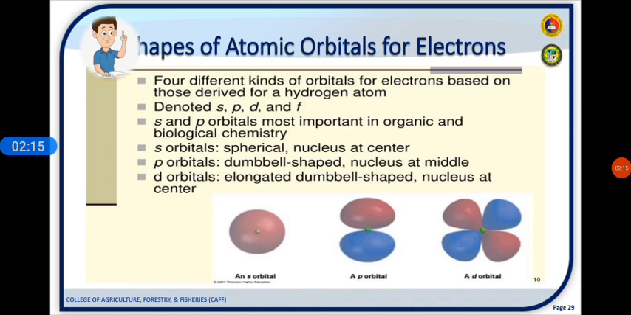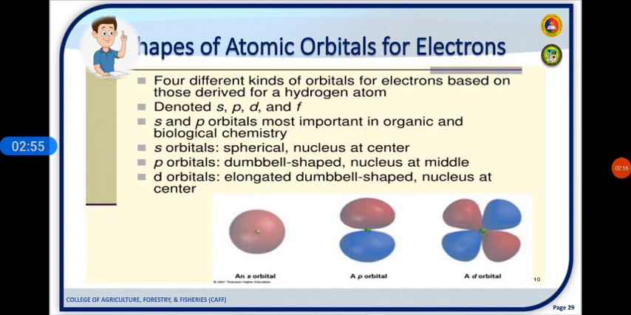Okay, now let's proceed to the shapes of atomic orbitals for electrons. There are 4 different kinds of orbitals for electrons based on those derived for a hydrogen atom, denoted as s, p, d, and f. So please go back to your enhancement chemistry. What do you mean by s, p, d, and f?